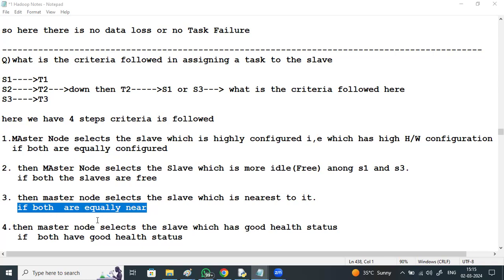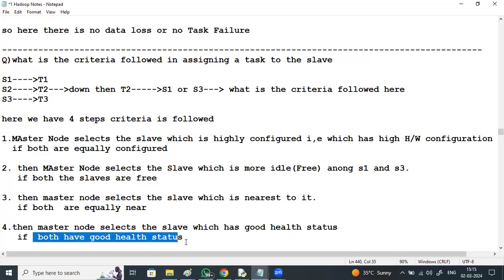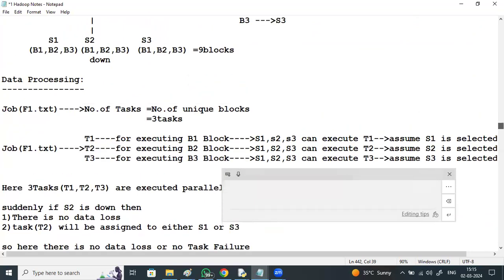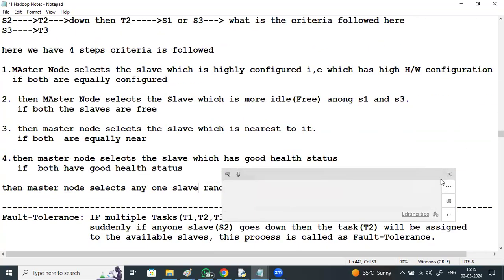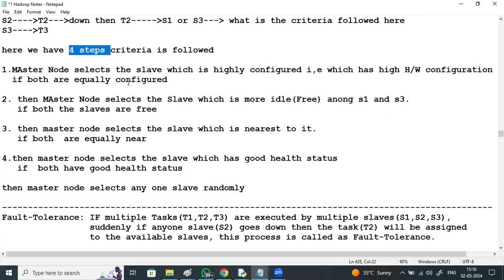If the master node is okay, and both the slaves are equally near, then the master node selects the slave which has a good health status. Health status means the hardware and software configuration of the slave. If both have good health status, that is software and hardware health status, then the master node selects any one slave randomly. Yes, this is the four steps criteria.